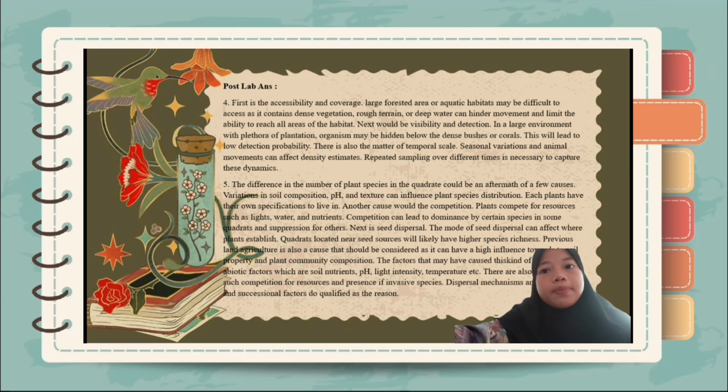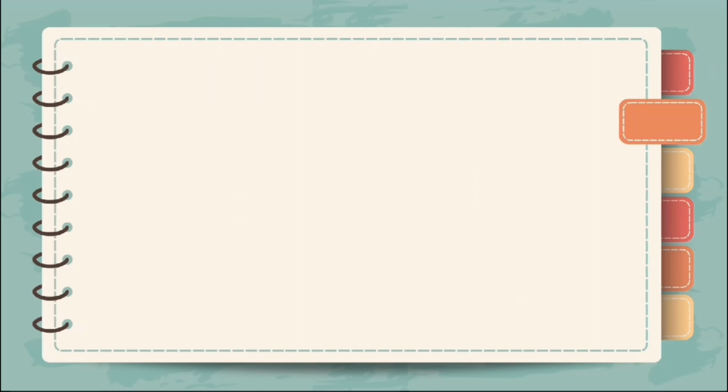For the next, seed dispersal. The mode of seed dispersal affects where a plant is established. A quadrat located near a seed source will likely have a higher species richness. Then the factors that may have caused the distribution are abiotic factors, which are soil nutrients, pH, light intensity, temperature, and others. There are also biotic factors, such as competition for resources, the presence of intensive species, different mechanisms, and history and successional factors to qualify as the reason.